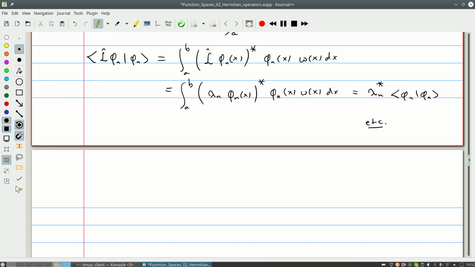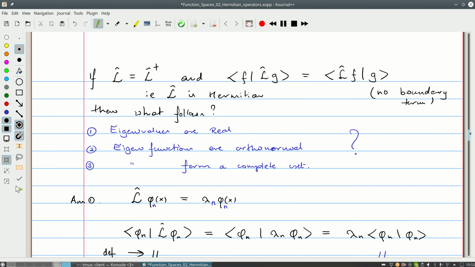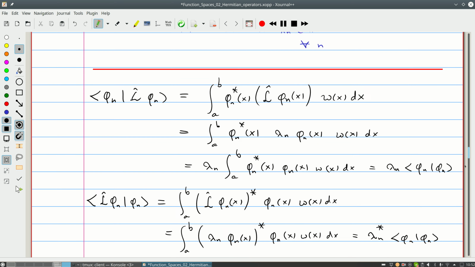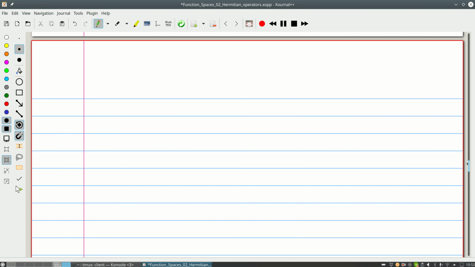Okay, so now we have shown that we have these three nice properties of the eigenvalues and eigenfunctions of Hermitian operators, and that means what we can do is use these properties to make a basis set.